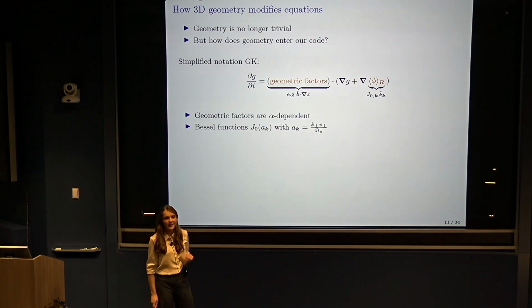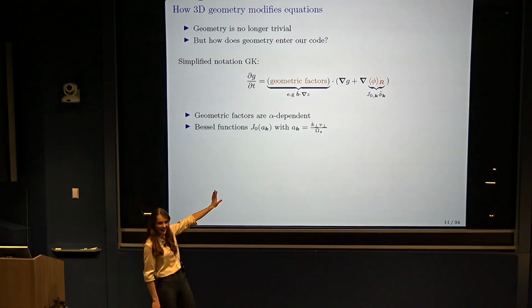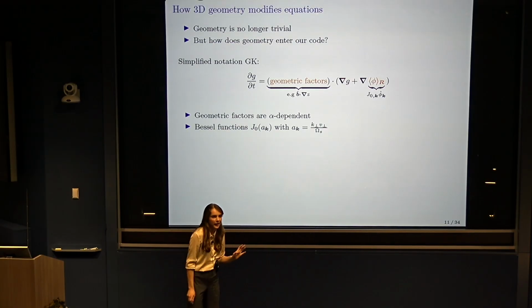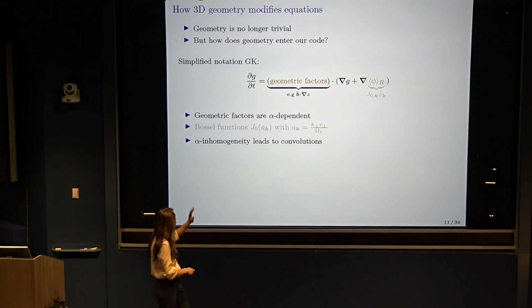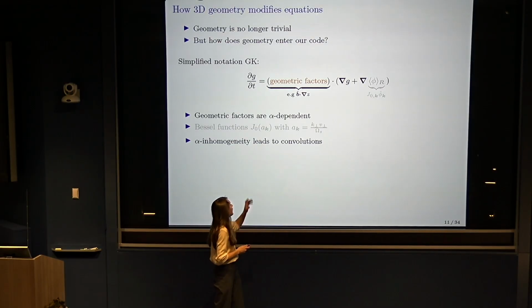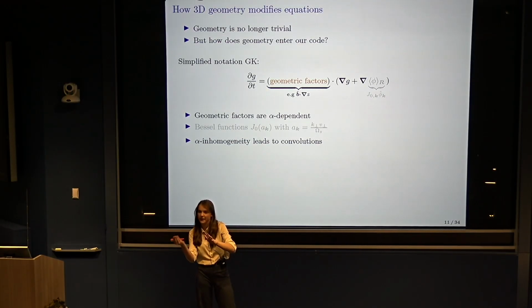So my geometry is entering in two main places. One is the obvious geometric factors, but the other, which might be a bit less obvious, is in these Bessel functions, in these gyro averages. The first one, where I hope it is more obvious geometry is entering, is in these geometric factors. These factors now have alpha dependence themselves, where alpha is labeling the field line.